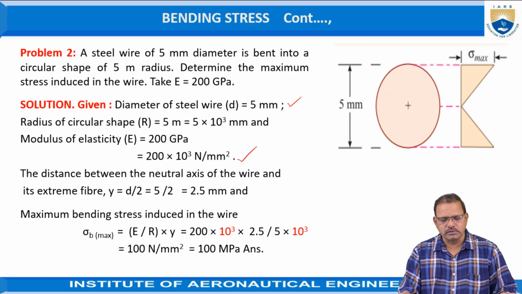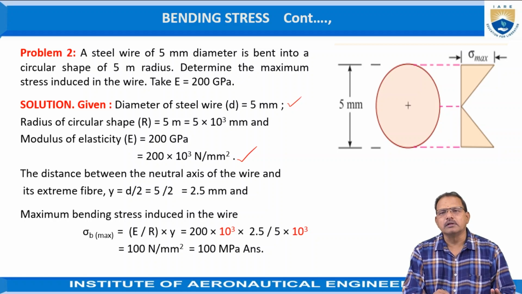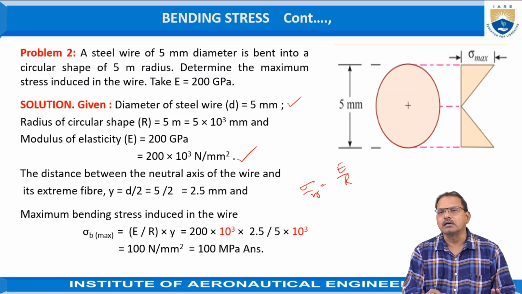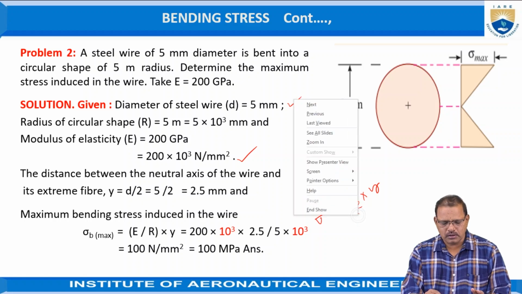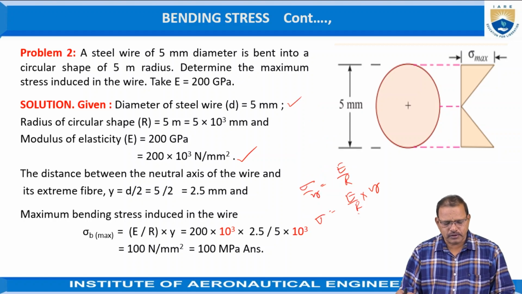The distance between the neutral axis of the wire and its extreme fiber is y is equal to d by 2, which is equal to 5 by 2, is equal to 2.5 mm. The maximum bending stress induced in the wire is found by using the equation sigma by y is equal to E by r. So sigma is equal to E by r into y. From these relations, E is equal to 200 into 10 to the power of 3, y is equal to 2.5, divided by r is equal to 5 into 10 to the power of 3. So by using this equation we got sigma b is equal to 100 megapascal, or 100 Newton per mm square.